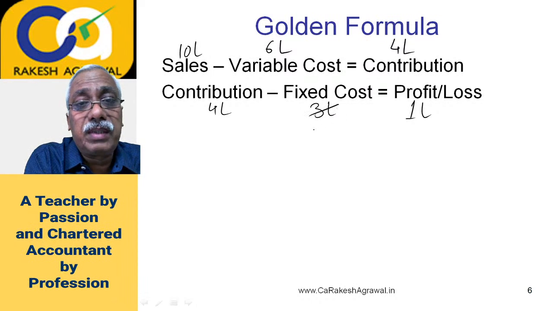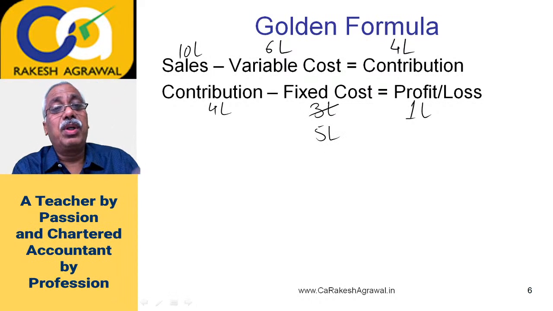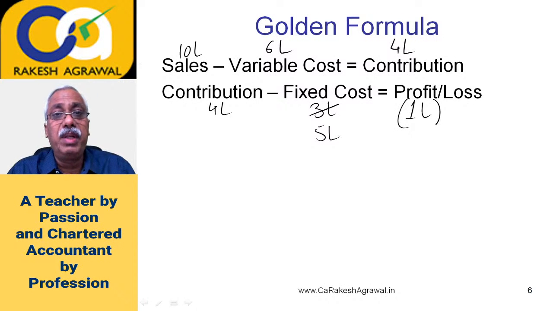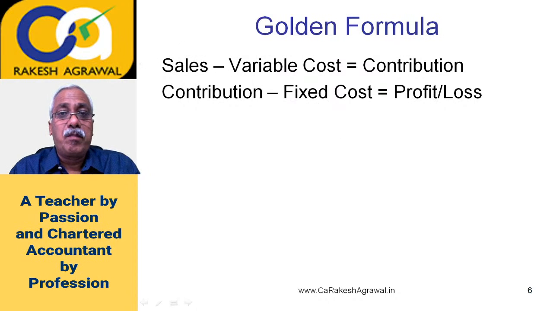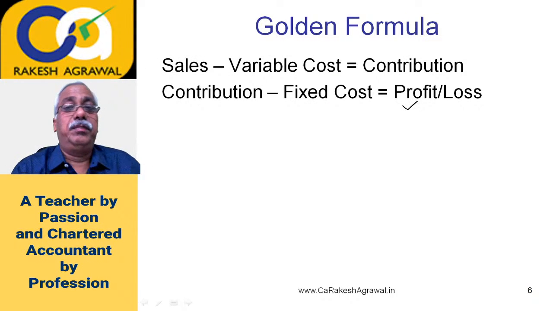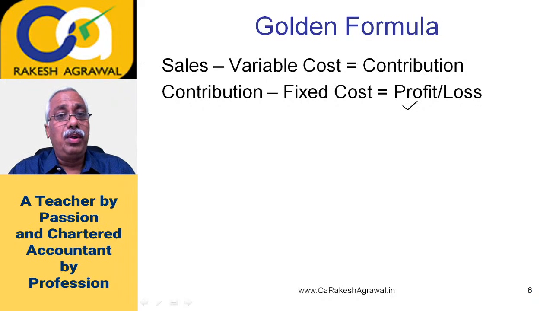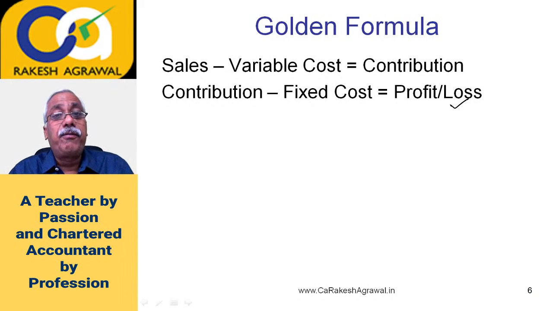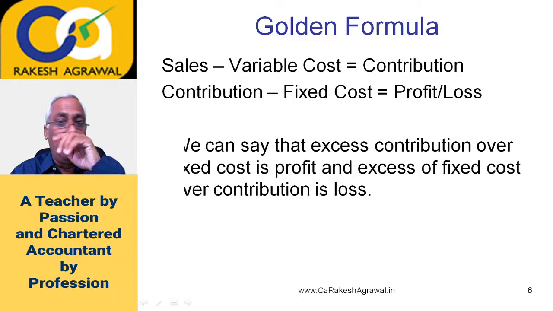And if my fixed cost is 5 lakh, then fixed cost is more than contribution. Then instead of profit, it will be a loss. 4 lakh minus 5 lakh, 1 lakh will be a loss. Now, can we say that profit is the excess of contribution earned over fixed cost? Profit is excess contribution over fixed cost, and loss is excess fixed cost over contribution, or you can say unrecovered fixed cost, which could not be recovered from the available contribution. So this is what is written here.